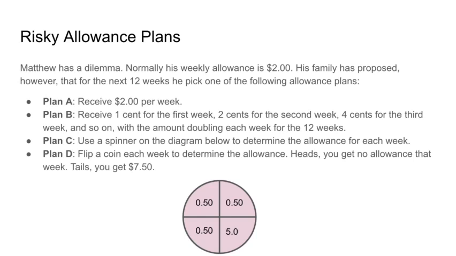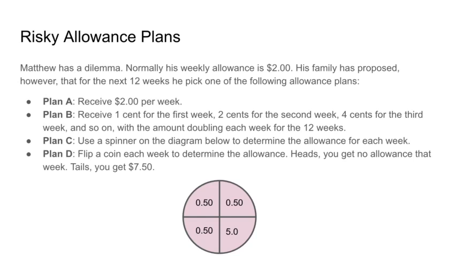So he normally gets $2 a week for his allowance, but his family has given him a proposed change for the next 12 weeks, and he gets to pick one of the following. So Plan A is to continue to do $2 a week. Plan B is to receive 1 cent for the first week, 2 cents for the second week, 4 cents for the third week, and so on. So essentially doubling it for the next 12 weeks.